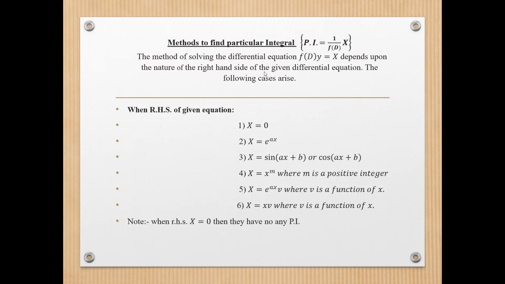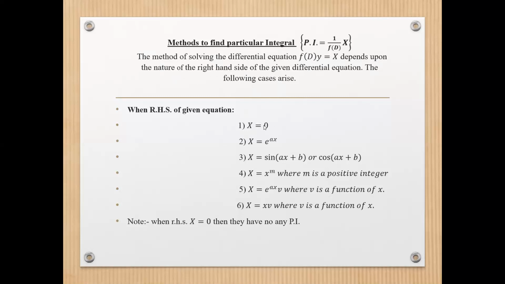Now, in this lecture and onwards, we have to see how to find the particular integral of the given linear differential equation with constant coefficient. The method of solving the differential equation f of D y is equal to X depends upon the nature of the right hand side of the given differential equation. Therefore, the following cases arise for the RHS of the given equation.